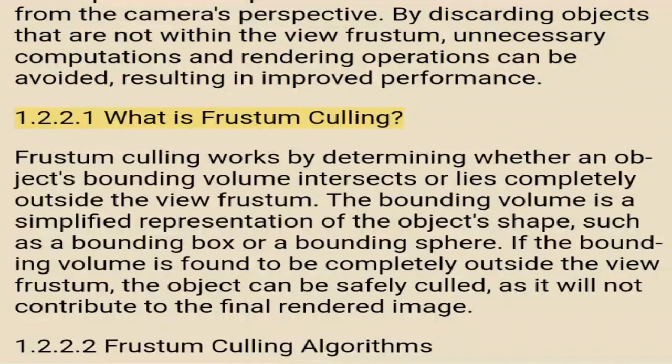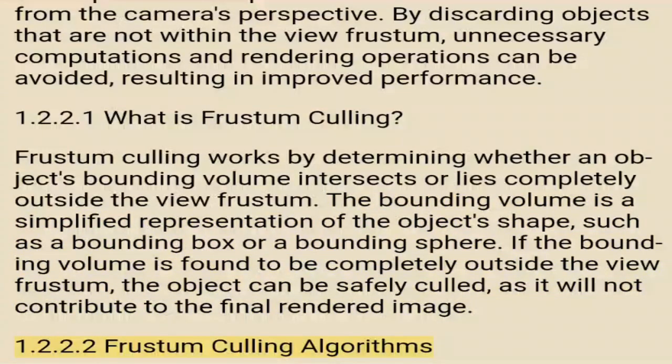1.2.2.1 What is frustum culling? Frustum culling works by determining whether an object's bounding volume intersects or lies completely outside the view frustum. The bounding volume is a simplified representation of the object's shape, such as a bounding box or a bounding sphere. If the bounding volume is found to be completely outside the view frustum, the object can be safely culled, as it will not contribute to the final rendered image.